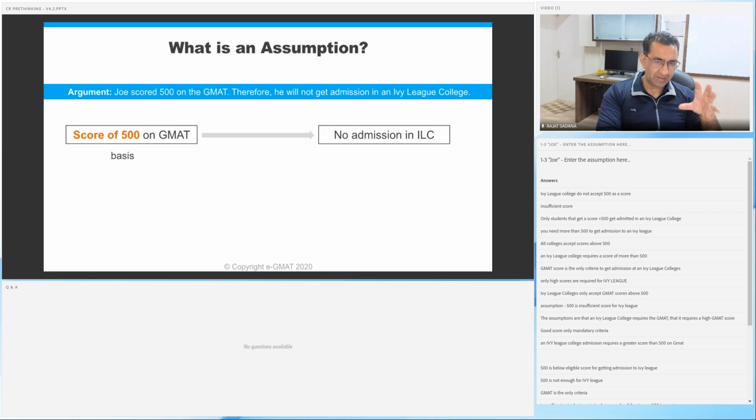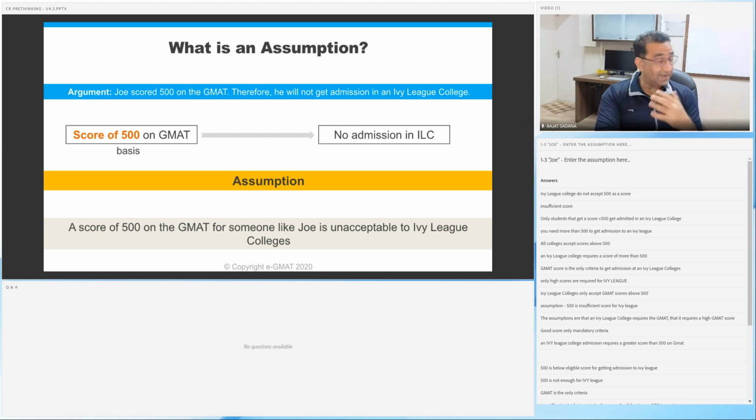The author gives you one data point, says, hey, there's this guy called Joe who scored 500 on the GMAT, and based on that, the author makes a prediction, that he's not going to get into an Ivy League college. Now, when he's making the prediction, he's also assuming that for someone like Joe, that score of 500 is unacceptable to Ivy League colleges. And this is a really, really critical piece over here. Why? Because the author is not talking about the Prince of Saudi Arabia. He's talking about someone that Joe will not get into an Ivy League college.